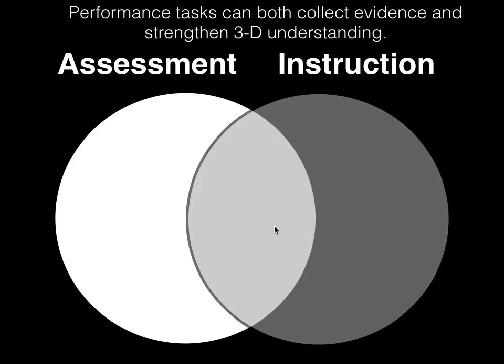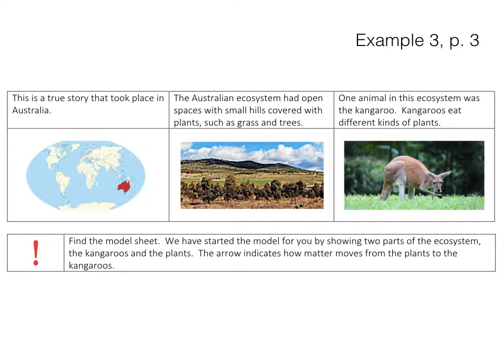Performance tasks can both collect evidence and strengthen 3D understanding. They are supposed to be here in the center part of our assessment instruction boundaries. So let me give you an example here from another SNAP assessment. And this is a longer performance task. The ones I showed before were both short individual items. But this is a story about some kangaroos and an ecosystem. And I want you to actually download this yourself and take 10 minutes or so to work through it on your own. And then we'll come back and we'll discuss it.